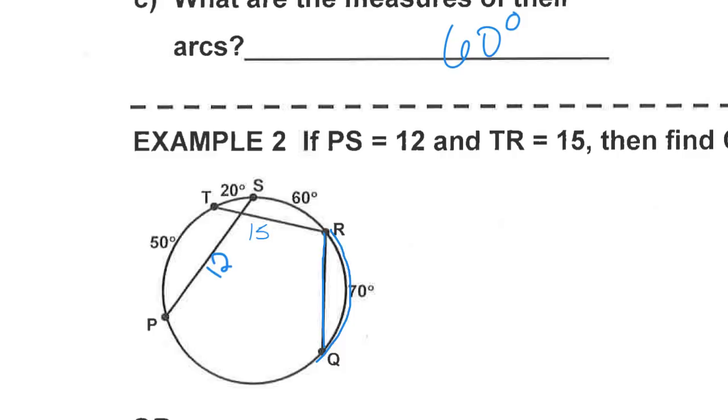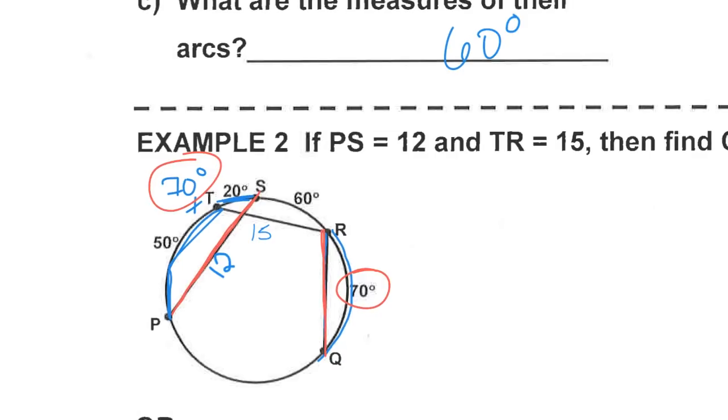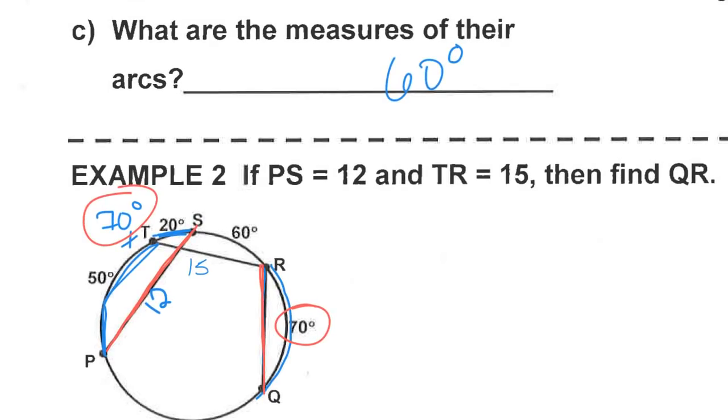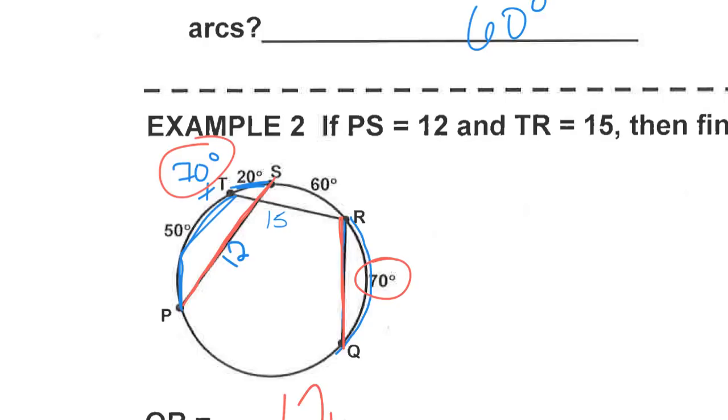Well, if I look over here, I know that from P to T it's 50, and from T to S it's 20. And I know if I add those together, I get 70 degrees. So that's 70 degrees. So is this one. So that means this line that connects P to S is the same as this line that connects R to Q, meaning QR is 12 units. So that's kind of weird because they definitely don't look the same length in our picture, but that's what the numbers tell us. So make sure and check that out. I could have tried the other one, T to R, but that would have given me 80, so that wouldn't have helped me at all.